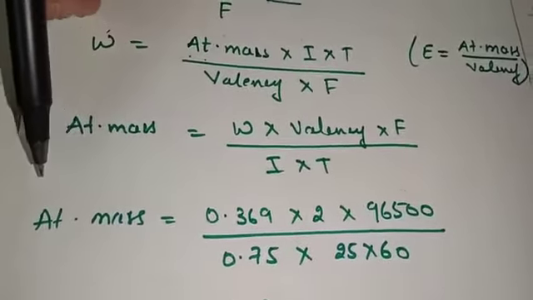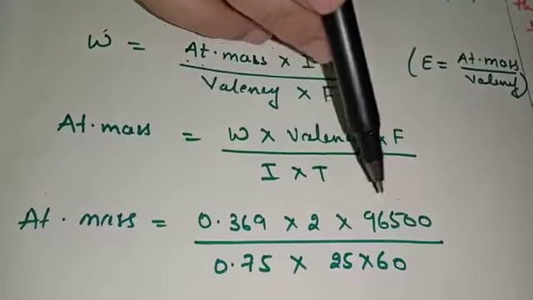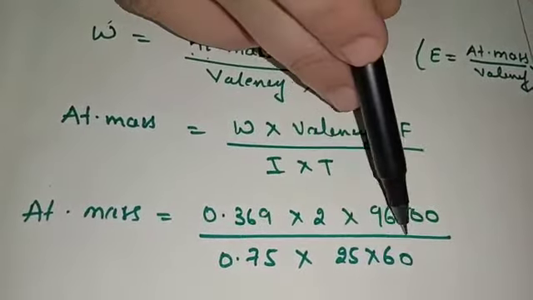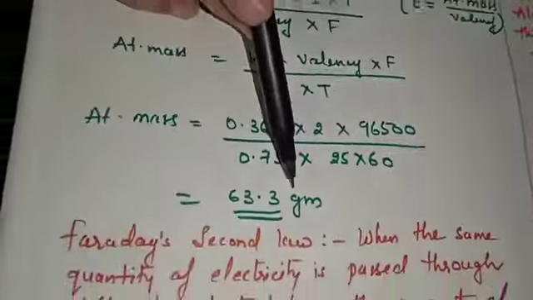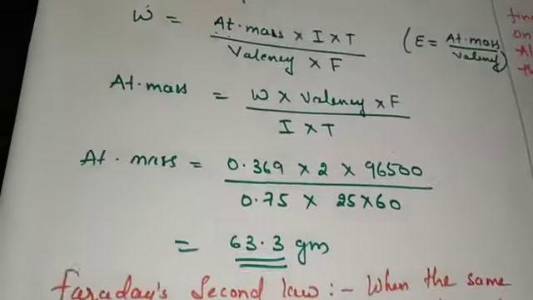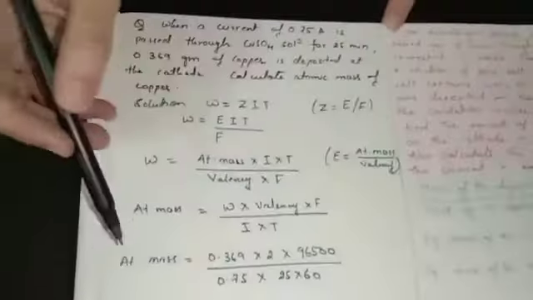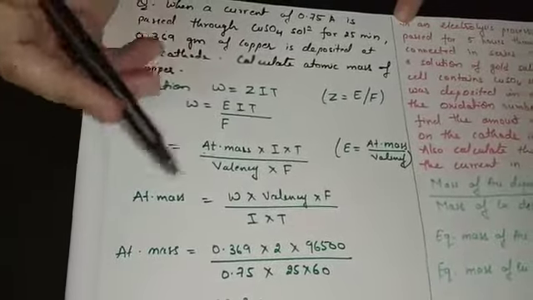Putting the values, that is atomic mass is equal to 0.369 into 2 into 96500 upon 0.75 into 25 into 60. The answer comes to be 63.3 gram. So this is the atomic mass of copper. By this shortcut method, you can calculate the mass of the substance, time, current, or any variable that is given in your question.